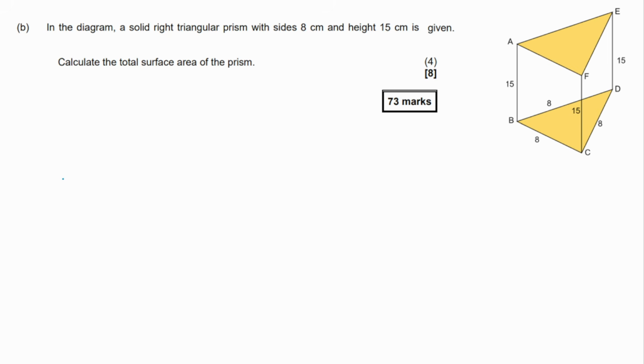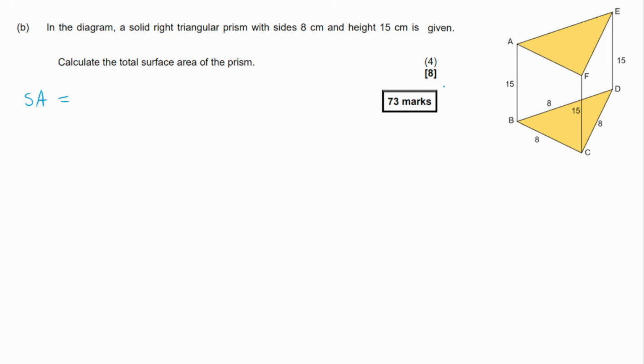Now we're given this diagram, which is a solid right triangular prism with sides 8 centimeters and height of 15 centimeters as given. And it says calculate the total surface area of the prism. Surface area is when you paint the shape. So essentially it's just the sum of all the face areas of the shape. We can write that surface area is equal to the sum of areas.